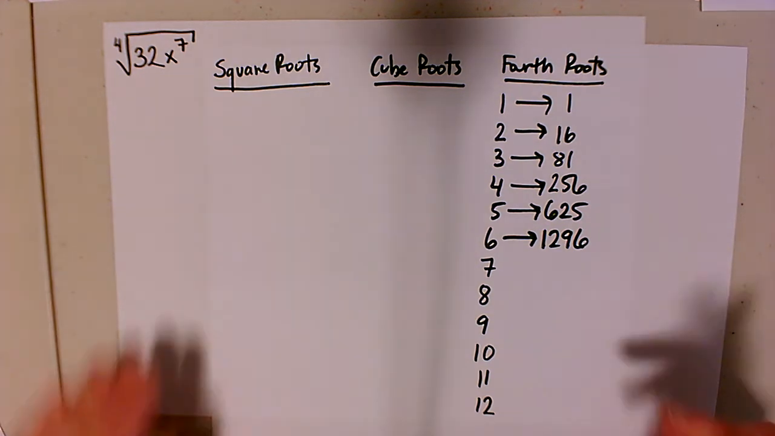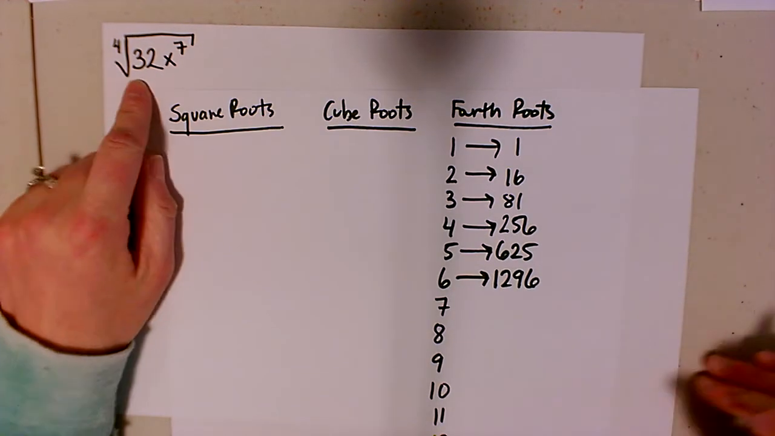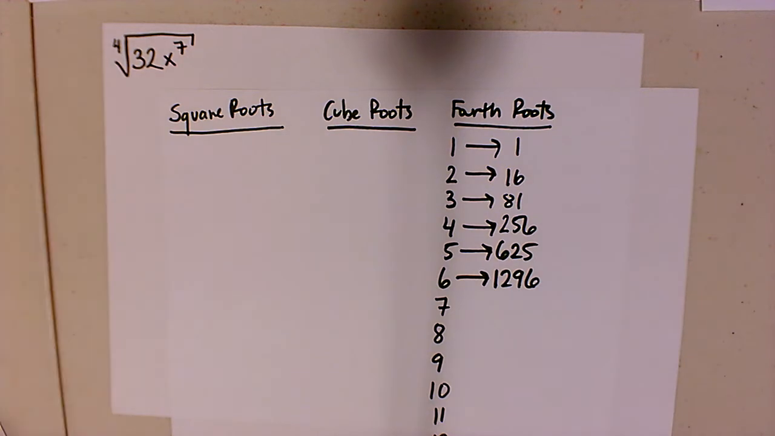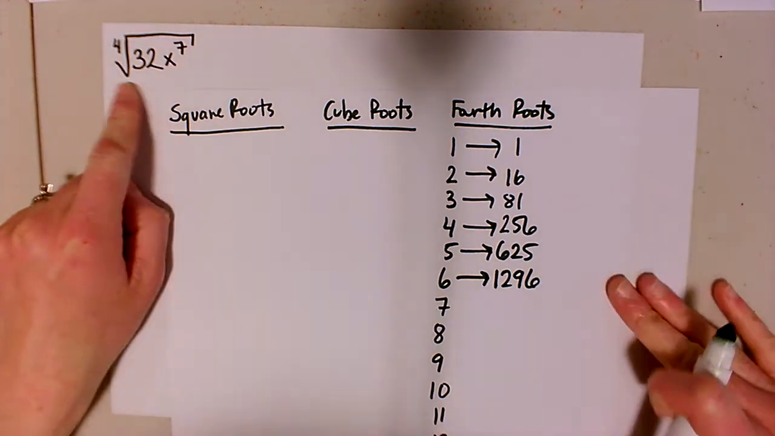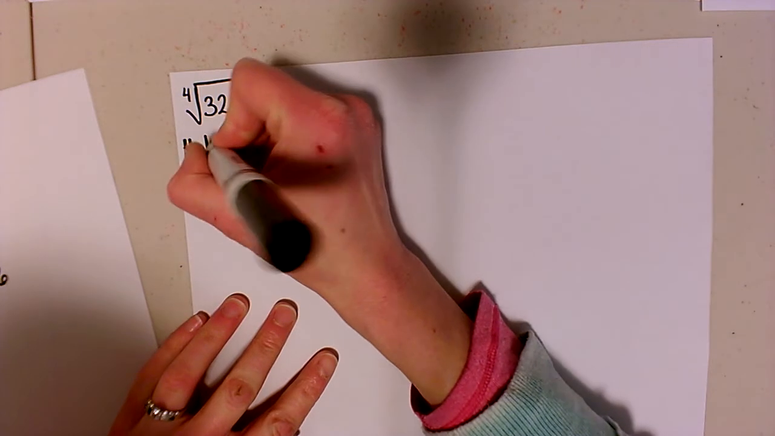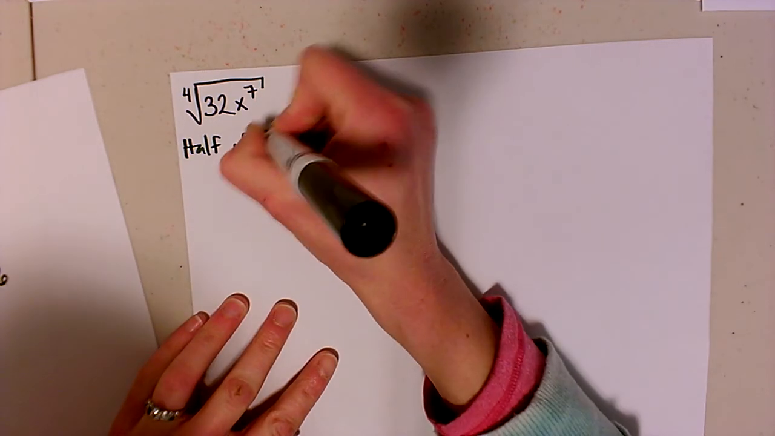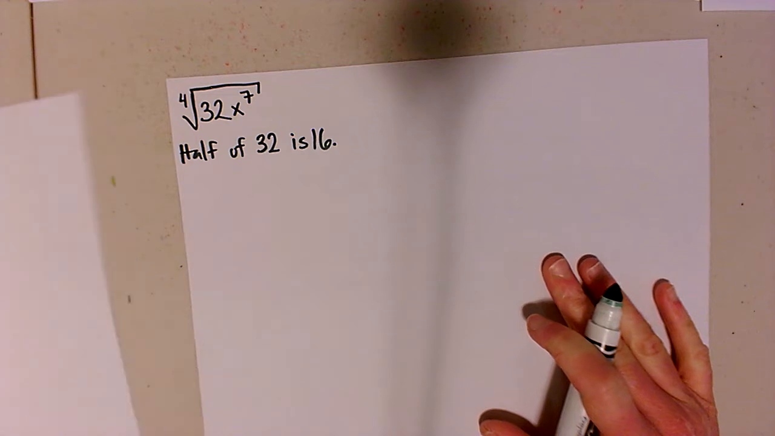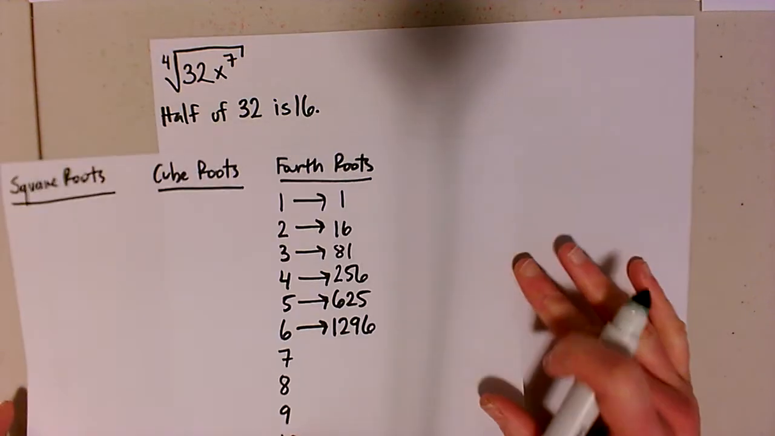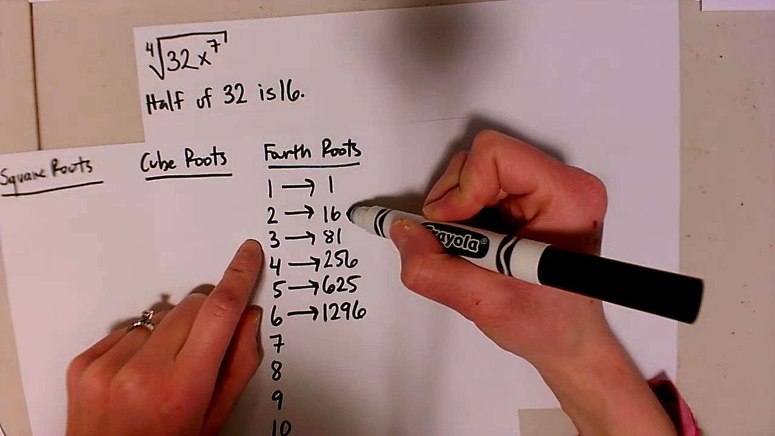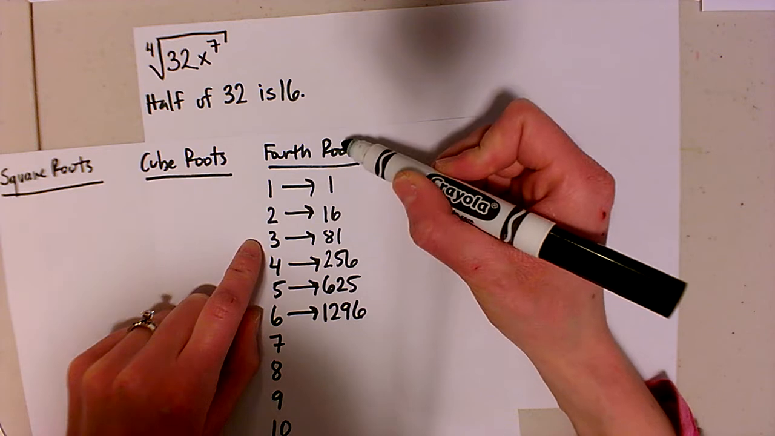Okay. So, 32. How are we going to find the fourth root of 32? So what you can do is you can use your list and take 32 and cut it in half. Okay? So this is what I would think to myself. So I would say half of 32 is 16. So then I go back to my list, and that's where I start on my list, okay? So half of 32 is 16, so I start at 16 and I work backwards.